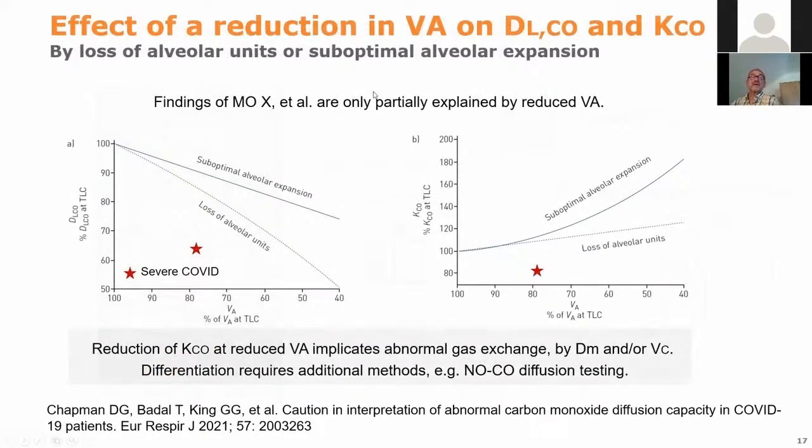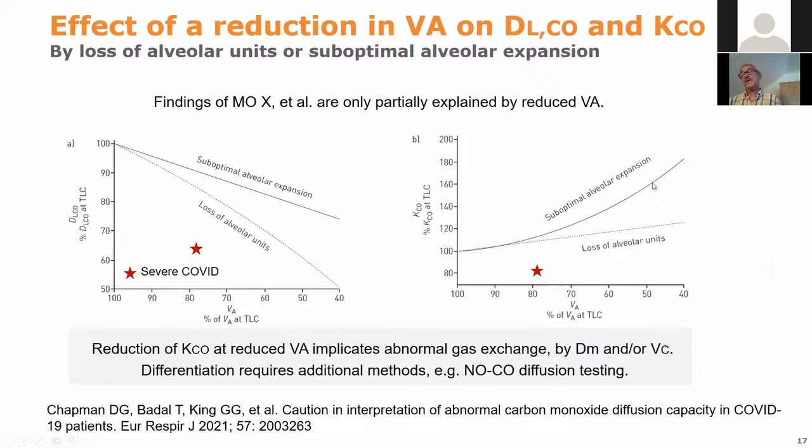He also took the clinical study of Mo, and he could show that if the alveolar volume decreases, of course based on loss of alveolar units, the DLCO decreases as well. And also because of suboptimal alveolar expansion, the DLCO is decreasing. But you can see that the COVID patients were lower than the expected value explained by the alveolar volume. And here's the same for the KCO.